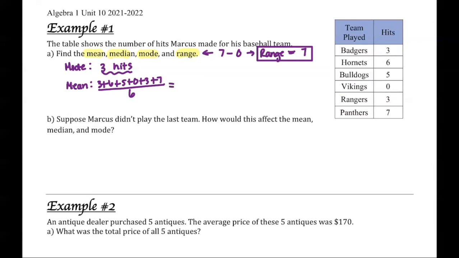Now, when I add all those together, 3 plus 6 plus 5 plus 0 plus 3 plus 7 ends up being 24, which I am then going to divide by 6. And that's going to give me my mean, which is 4 hits. So the average amount of hits that he has in any given game is about 4. Now, obviously the range is 7. So the range covers a little bit outside of that, all the way from 0 to 7. But the average number that he has is about 4 hits.